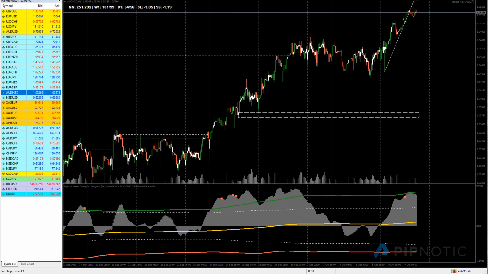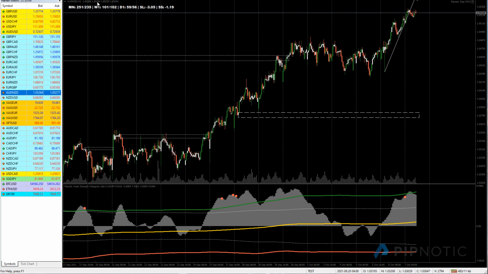Today we're going to talk a little bit about the Asset Strength Histogram. Just walk through once again what the individual lines and the colors mean and stuff like that. We do have quite a few questions regarding its use, so we're just going to touch a little bit upon some of its uses today, so that I hope it gives a bit of clarity as to how to use this piece of software.